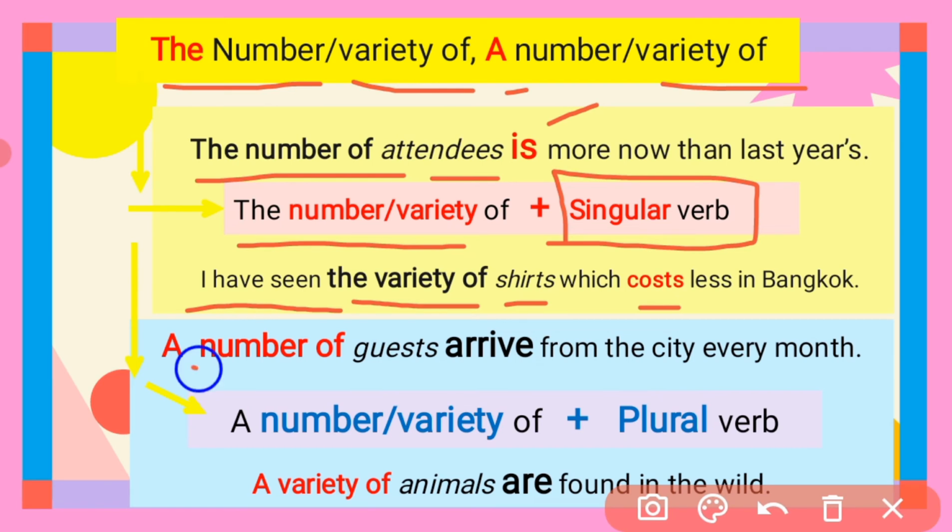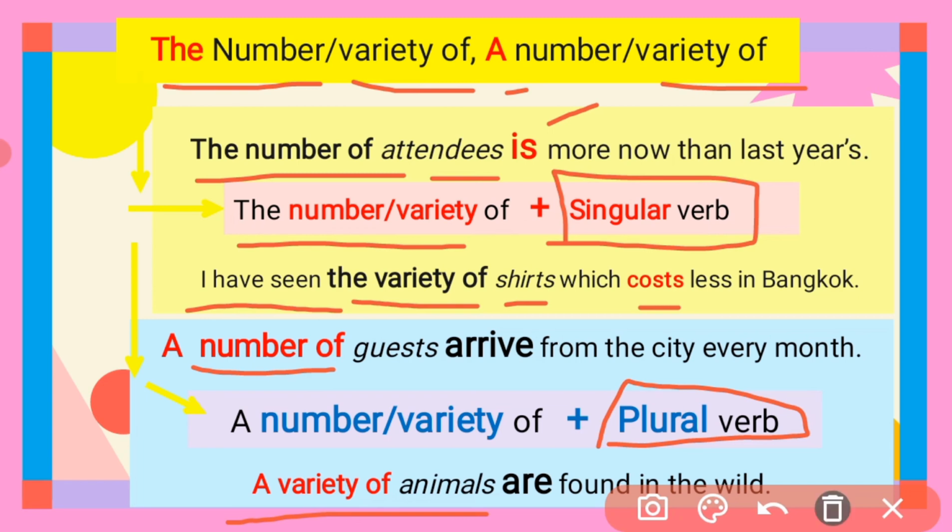Kapag naman a number or a variety of, kailangan niya ng plural verb. Okay? A number of guests arrive from the city every month. A number of animals are found in the wild. Basta pag the number o the variety of, kailangan mo ng singular na verb. Kapag naman a number o a variety of, kailangan mo lagi dyan ng plural na verb. Okay?